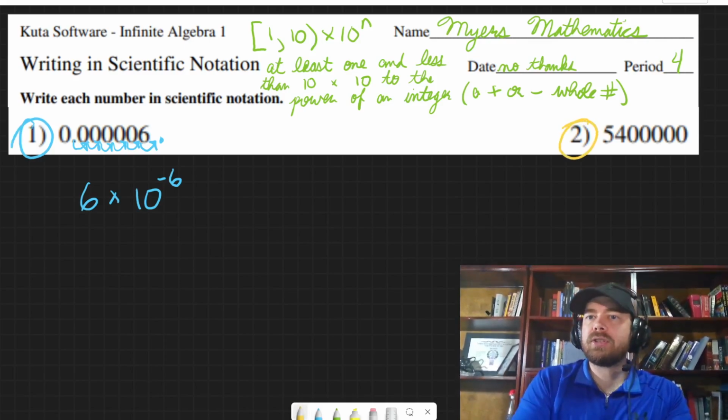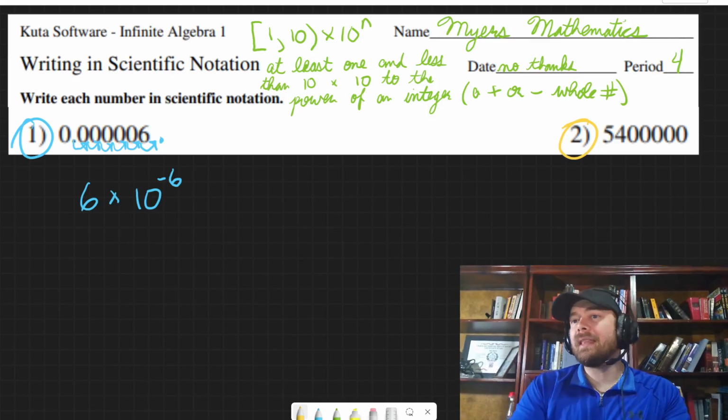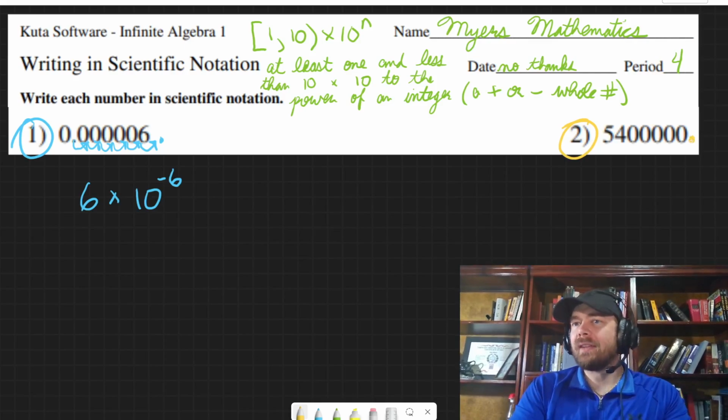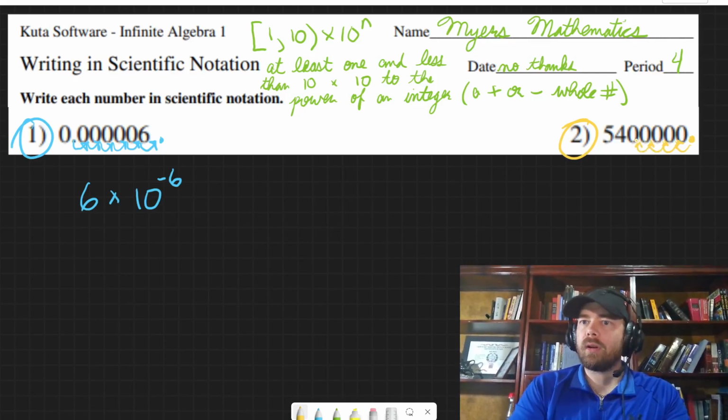And number 2, this time we're going to go the other way. So I'm going to need 10 to the power of a positive number. If you don't see a decimal place, it's right after the last 0. That's always where it goes if you don't see it. 1, 2, 3, 4, 5. That's 54. Too high still. Let's count that again. All right, so 1, 2, 3, 4, 5, 6.